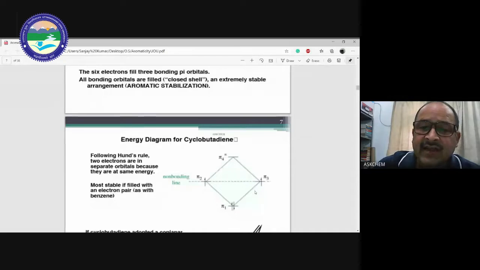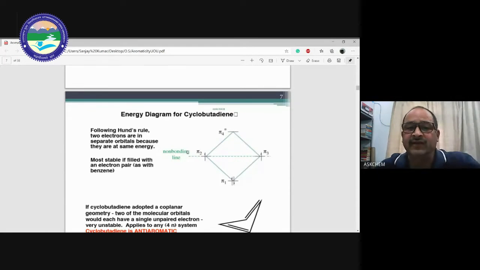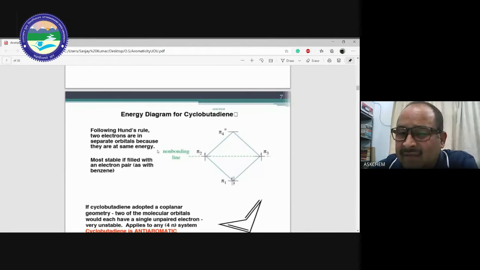Now the third condition, in the case of cyclobutadiene, we see that the total number of electrons is 4, and the designated levels are one bonding, one antibonding, and the rest doubly degenerate orbitals. This doubly degenerate orbital falls on the alpha line, that is the non-bonding line, because only the Coulomb integral is there, which contributes neither towards bonding nor towards antibonding, so they do not result in any further stabilization. Following Hund's rule, the two electrons are in separate orbitals because they are at the same energy. The most stable is filled with an electron pair.